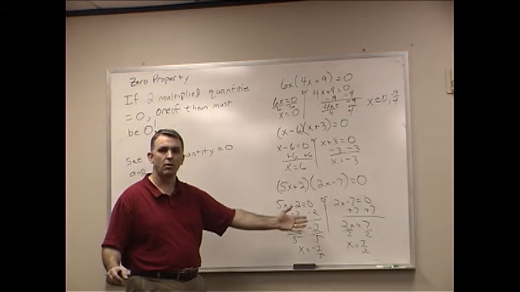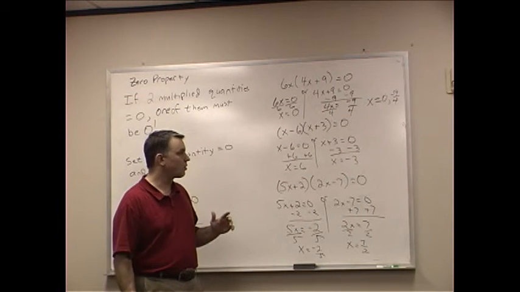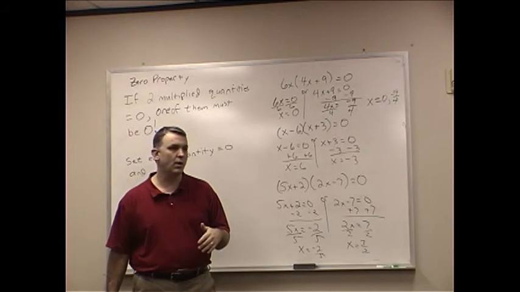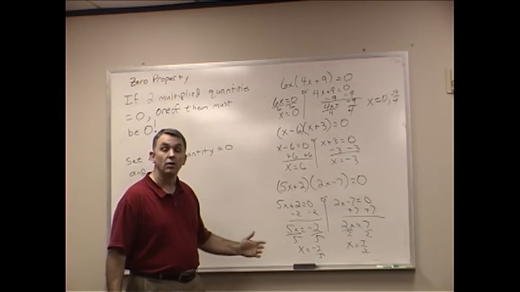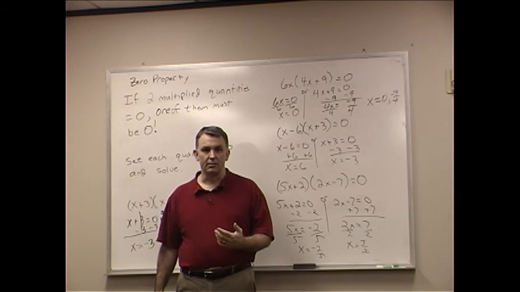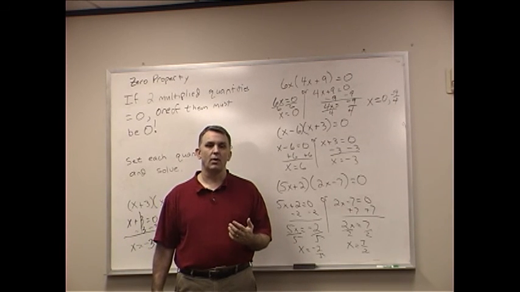So anyway, when you've got quantities that are multiplied together, if they equal 0, you just set them equal to 0 and solve. It's a pretty straightforward process. You have to remember how to solve basic equations. And hey, you'll get more than one answer with these because there's more than one possibility. Anyway, go ahead and practice and good luck.